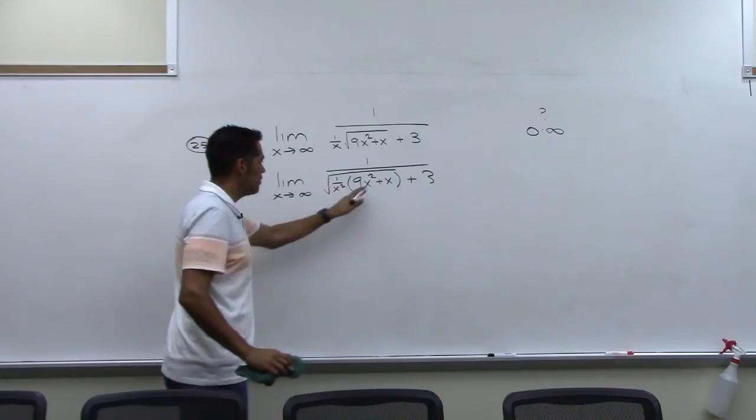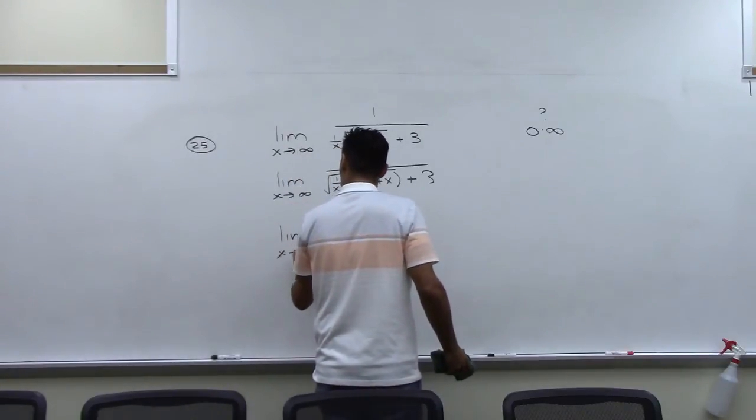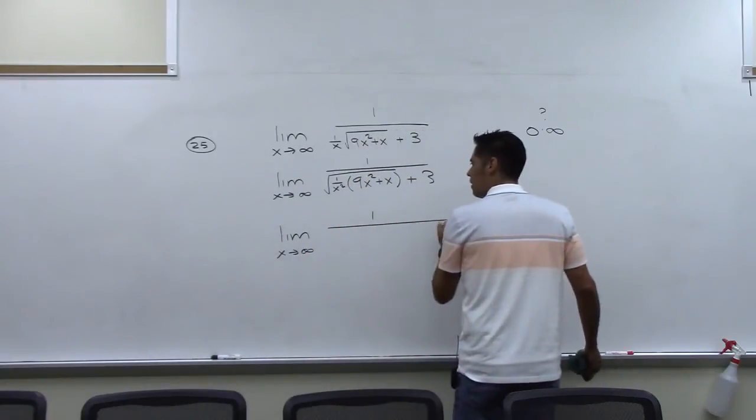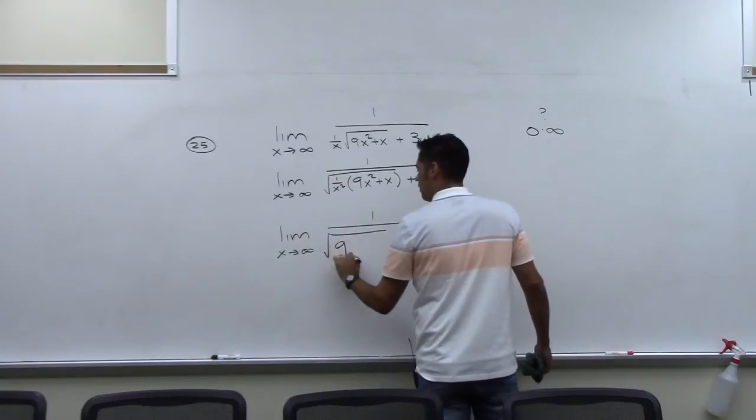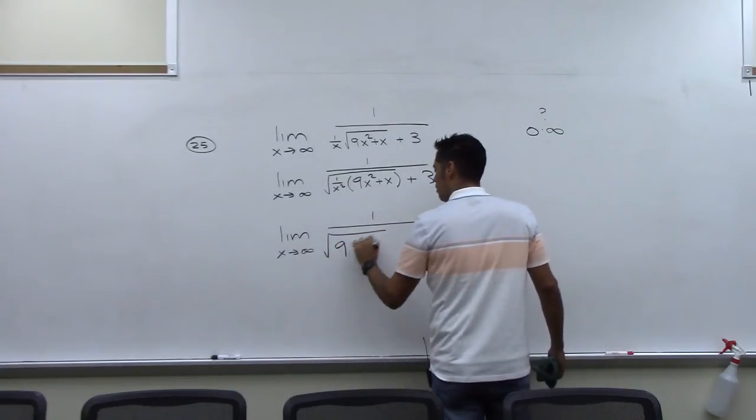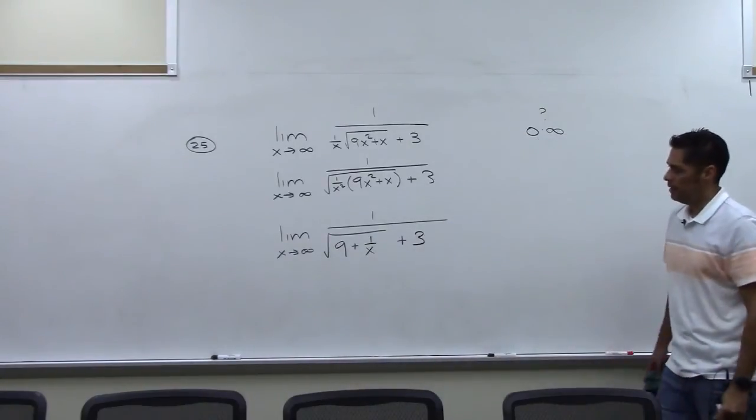And then you pass the 1 over x squared through to both of those terms. And I'll have square root of, let's see, this times this, you just get the 9. Then this times this, you just get 1 over x. You still have here plus 3. And I think we're there.